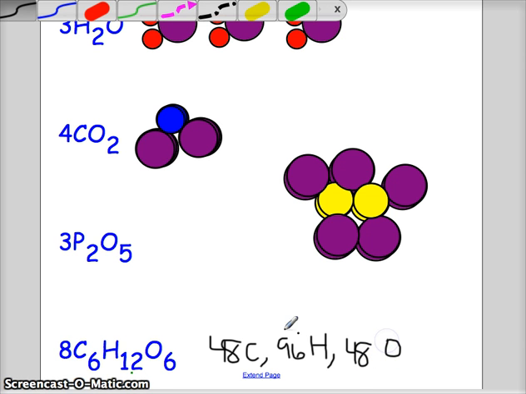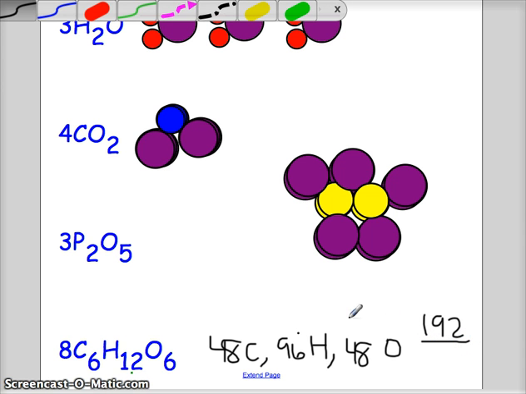And then I would add these all together. 48 plus 96 plus 48 comes out to 192 atoms. I'm doing this in my head, guys. If I screw up, I'm sorry. Blame the pregnancy. 192 atoms total. I'm just double checking a little bit here. If I do make a mistake, I am sorry.